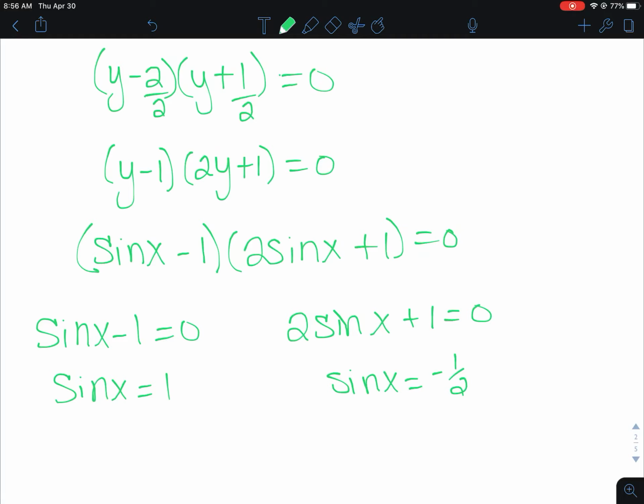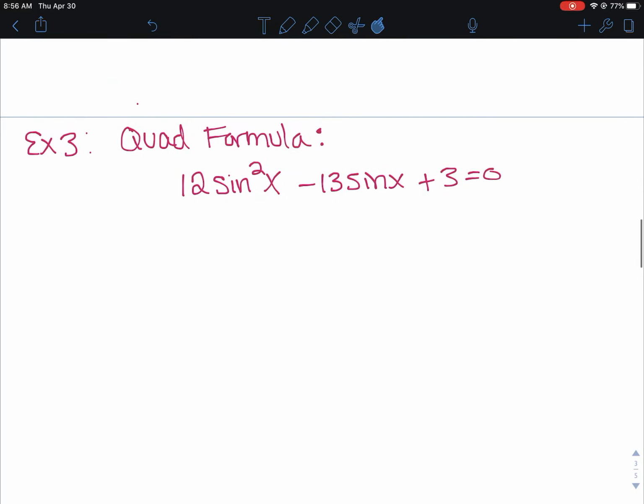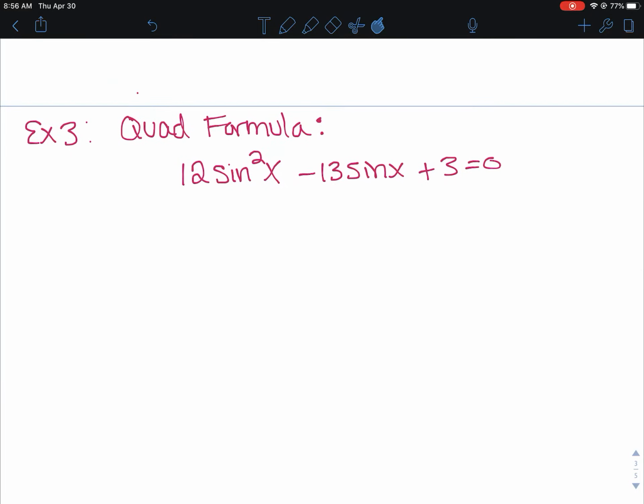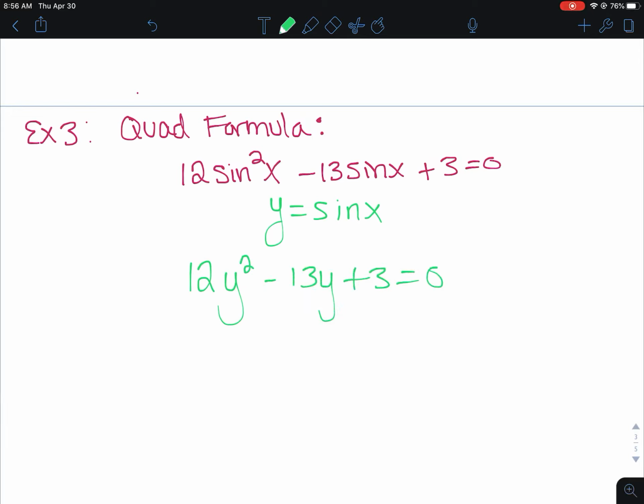Look on your unit circle for where those two values would occur, and then find what your x value would be. All right, it could get a little trickier if I give you something like 12 sine squared x minus 13 sine x plus 3. So again, if we let y equal sine x, then it's really 12y squared minus 13y plus 3.